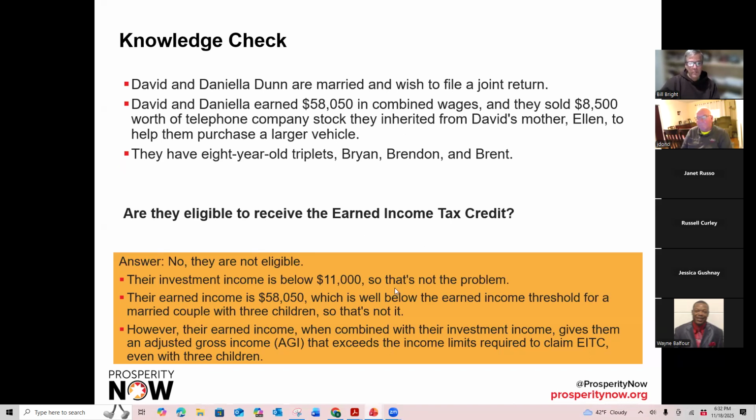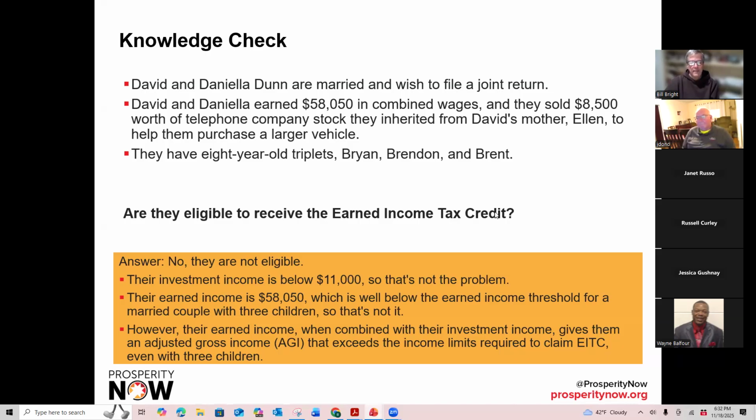This is one where, if you actually have a situation like that, you have to step back because there's a two-part process. We usually don't see this because when it happens, it bumps up at the higher end. So they're not eligible. Although the investment income by itself is below the 11,000 limit, and the income itself is not a problem.